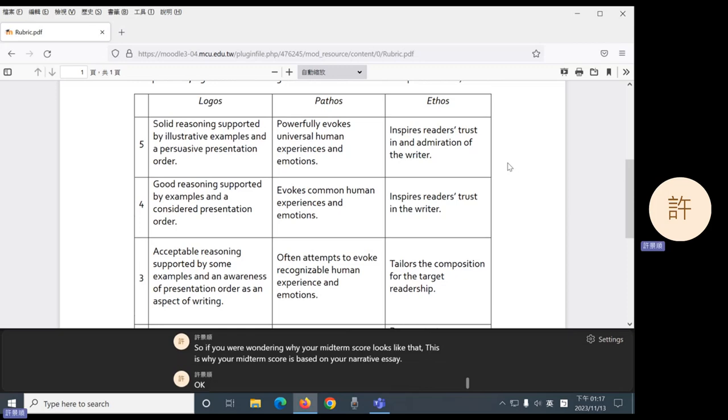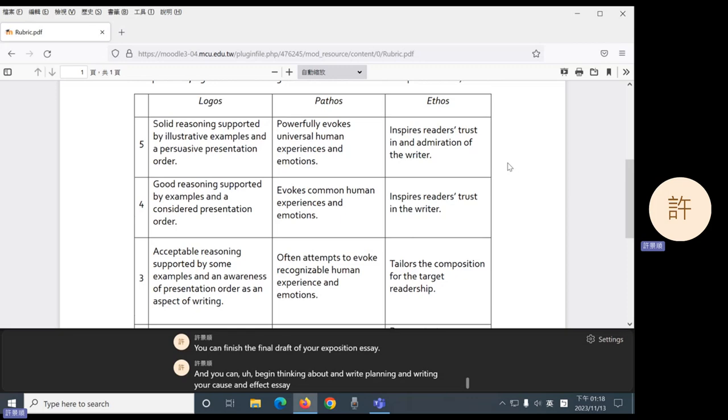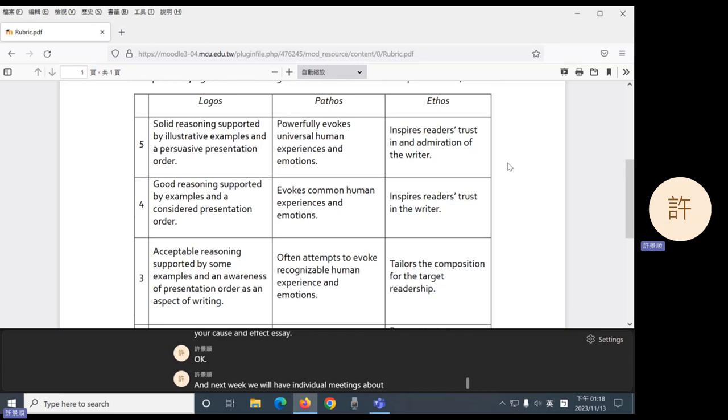Okay, so for the rest of today, I will let you decide how to spend this time. You have two things that you can do. You can finish the final draft of your exposition essay, and you can begin thinking about and planning and writing your cause and effect essay. And next week, we will have individual meetings about your cause-effect essay.